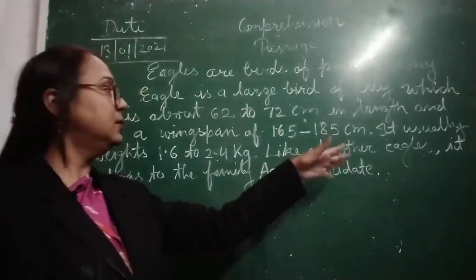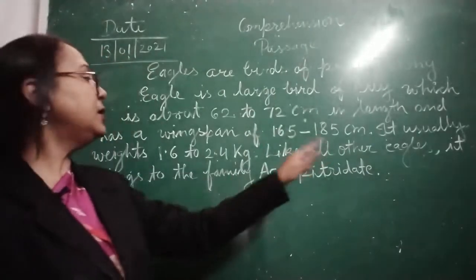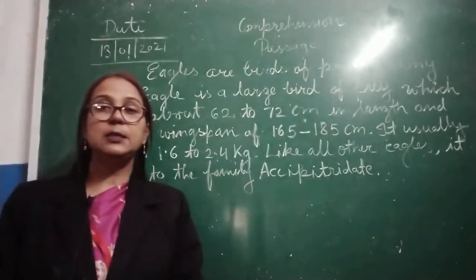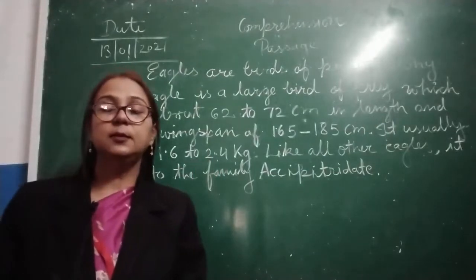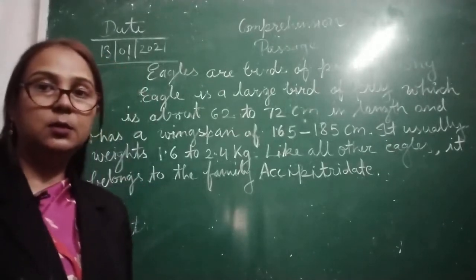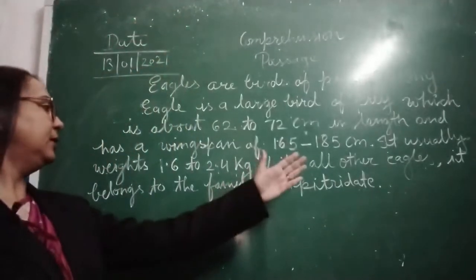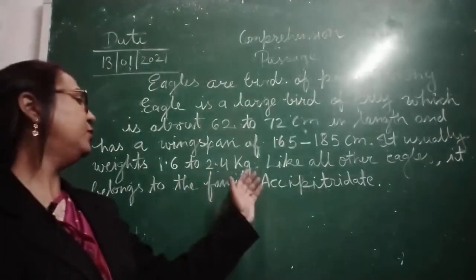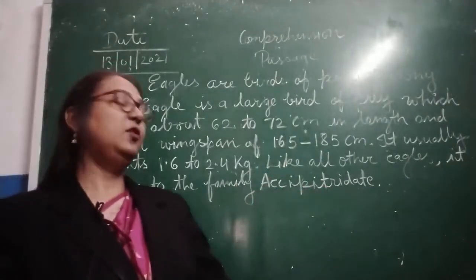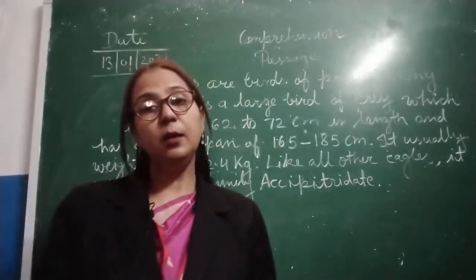So here you can see the body part, or the structure, of these eagles. It usually weighs 1.6 to 2.4 kg. Here we have discussed the length and the weight of this eagle. Like all the other eagles, it belongs to the family Accipitridae. Here the family it belongs to is also given.